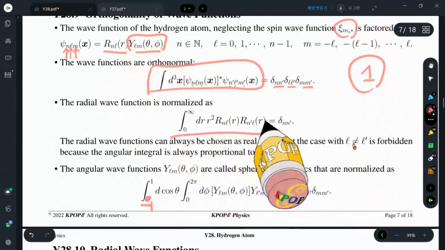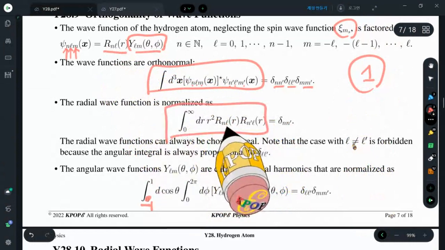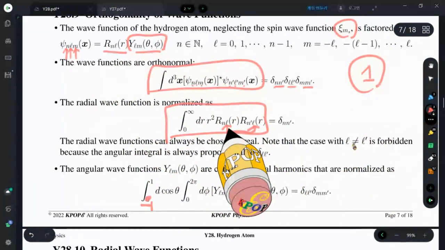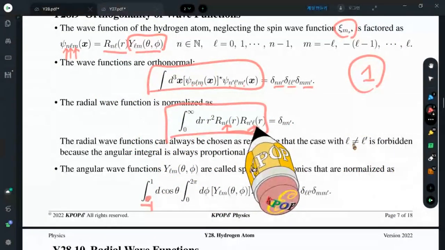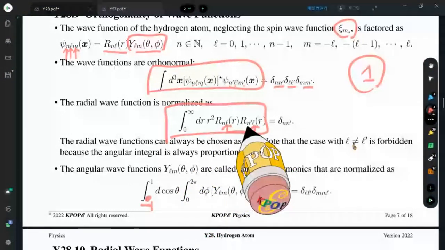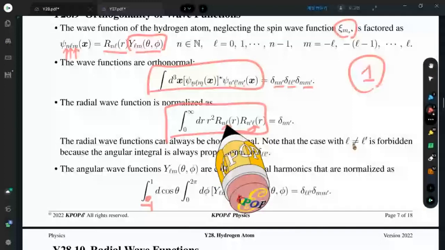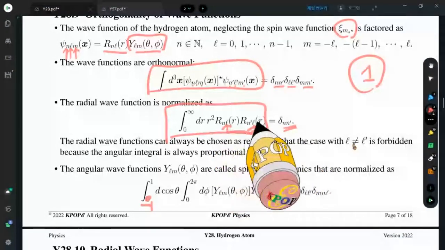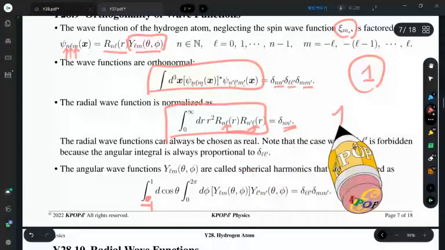The radial part integral is this, and we can see l must be the same. The orbital angular momentum quantum number should always be the same. The principal quantum number does not have to be the same, but if they are different, it is 0. Only if both of them are the same does it give 1.